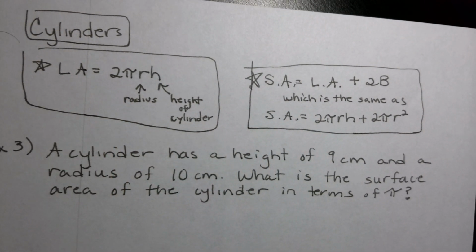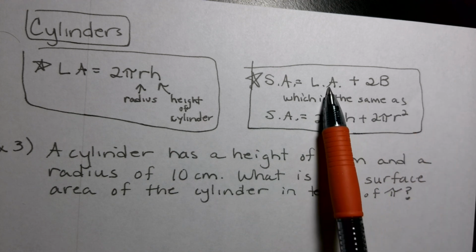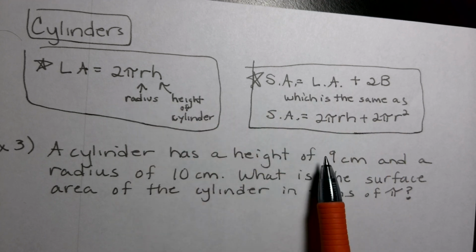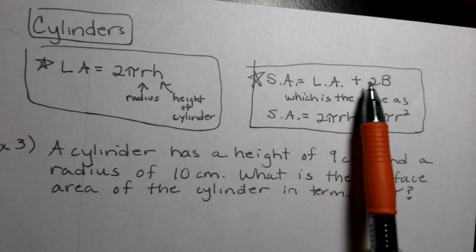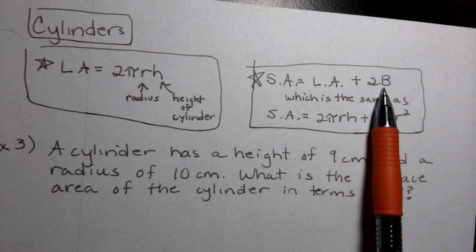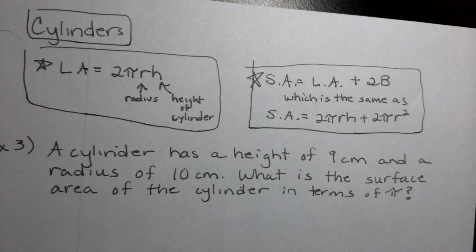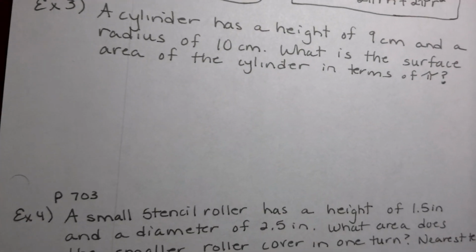Okay? And the same thing happens over here. Lateral area plus 2 times the area of the base. Well, lateral area is right here, 2 pi rh, plus 2 times the area of the base. Well, it's a circle. Area of a circle, pi r squared. 2 of them, 2 circles. So in order to figure out lateral area and surface area, all you need is your radius and your height. Cylinders are easier to work with than prisms, for sure.